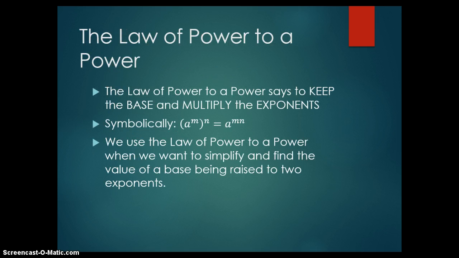The next law is the power to a power. So we're raising a power to a power, raising an exponent to an exponent. And the law of power to a power says to keep the base and multiply the exponents. So if we have a to the m to the n, we're going to do a to the m times n. And we use this law to simplify and find the value of a base being raised to two exponents.